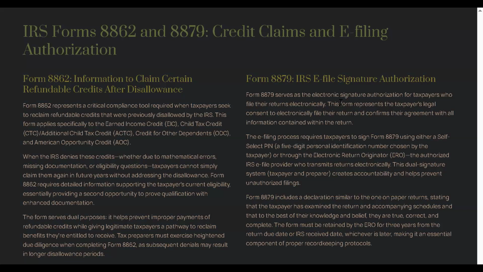It prevents improper payments of refundable credits while giving legitimate taxpayers a pathway to reclaim benefits they're entitled to receive. Tax preparers must exercise heightened due diligence when completing Form 8862, as subsequent denials may result in longer disallowance periods. So we want to make sure that we understand this form and that we can explain it to our tax clients, and that they understand that hopefully they're not trying to move forward with the same thing that would disallow them in the first place. Any questions about that?